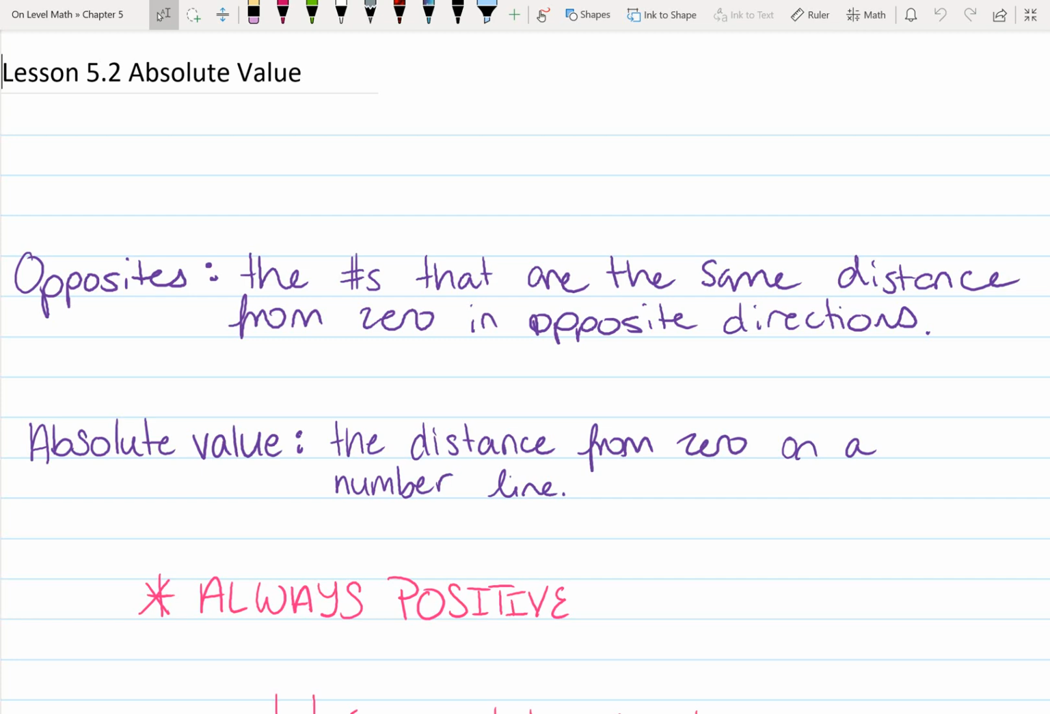This star that's in pink where it says always positive only applies to absolute value. And that needs to be starred, highlighted, circled, squared, something so that you know that is super, super duper important. Opposites, if I say opposite of negative 20, well, it's going to be positive 20. If I say opposite of positive 32, the opposite of positive 32 is negative 32. Opposites can be negative. Absolute value cannot be negative because it's talking about the distance.